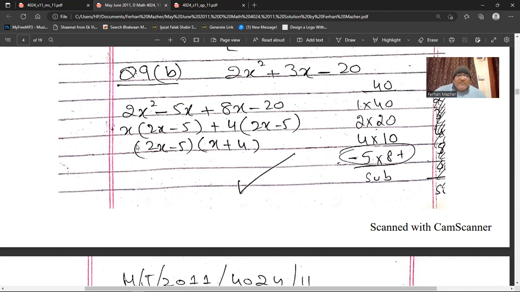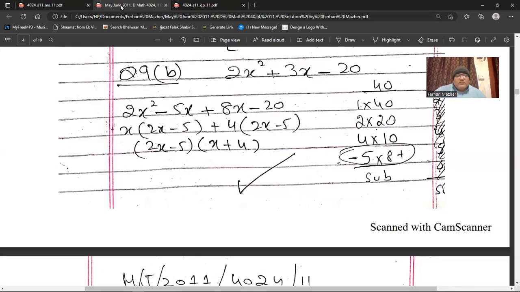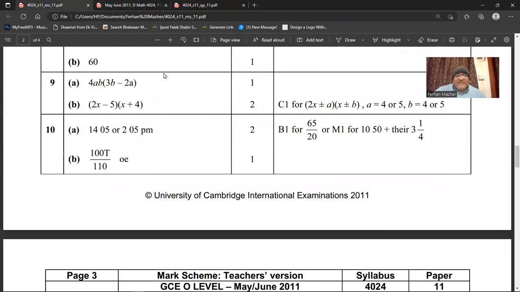From the first two terms, I will take x common, so you are left with 2x minus 5 in the bracket. From the last two terms, plus 4 is common, so in the bracket you will be left with 2x minus 5. From this term and this term, 2x minus 5 will be common, so in the other bracket you are left with x plus 4. And this is how you will factorize it. So let's check. So our answer is right.